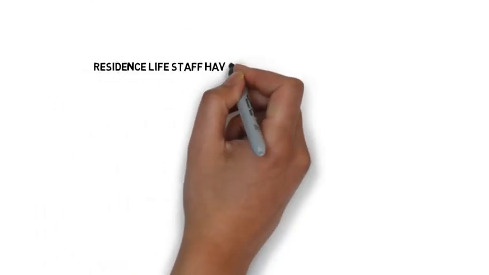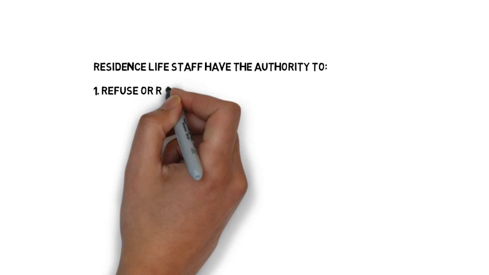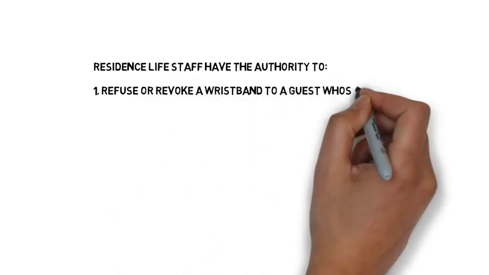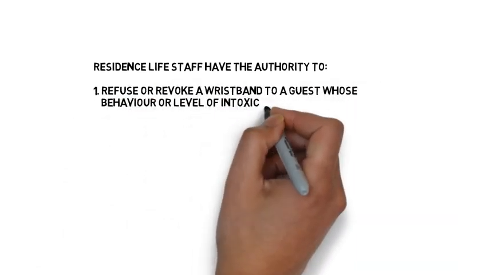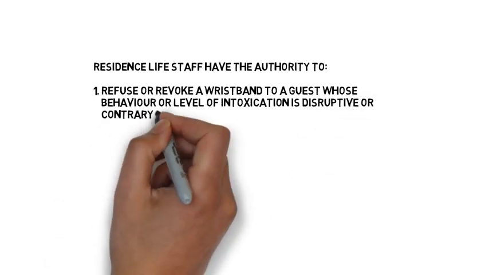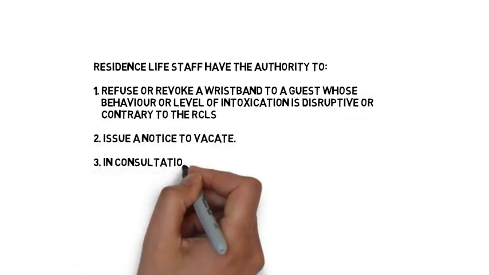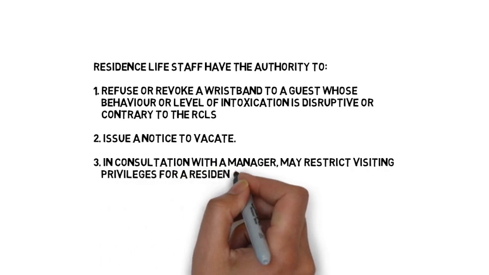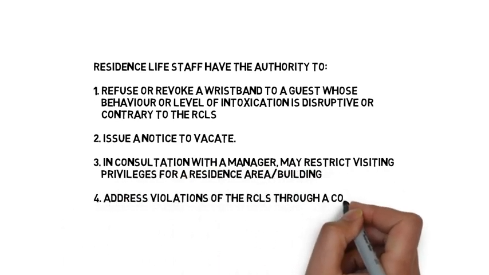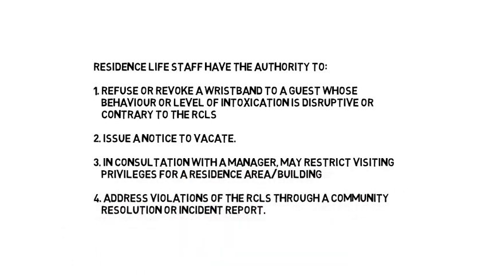Residence life staff have the authority to refuse or revoke a wristband to a guest whose behavior or level of intoxication is disruptive or contrary to the res community living standards. Issue a notice to vacate. A notice to vacate provides a written notice to the student that you are requiring them to vacate the building and not return. Notice to vacates can be found in your on-call bag. A paper copy is given to the student and carbon copy stays in the notebook.